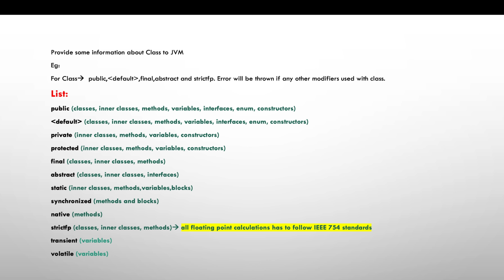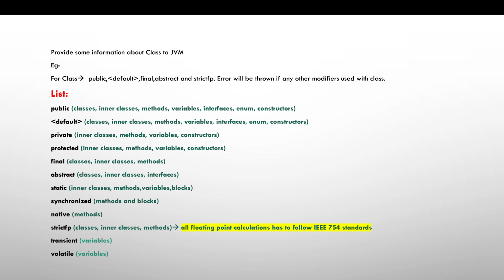The first access modifier is public. This is applicable to outer classes, inner classes, methods, variables, interfaces, enums, and constructors. If these are declared as public, then they can be accessed from anywhere within the JVM. The next one is the default access modifier. If nothing is applied on an outer class, inner class, method, variable, interface, enum, or constructor, then these can be accessed only within the package.